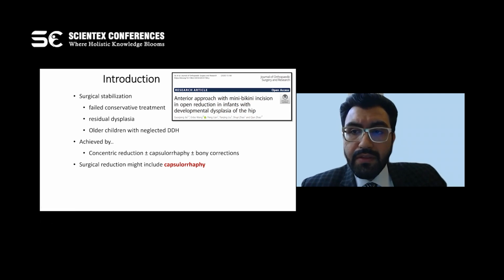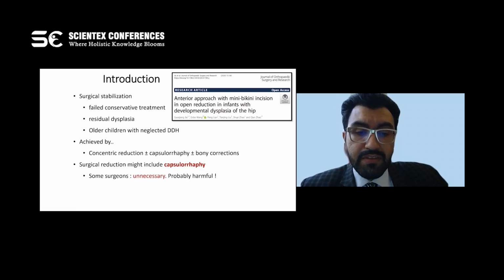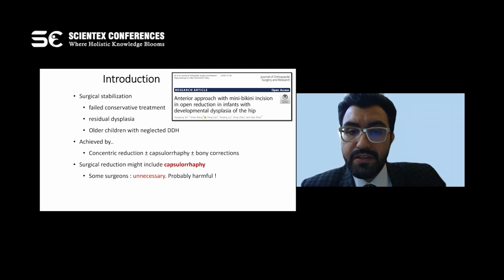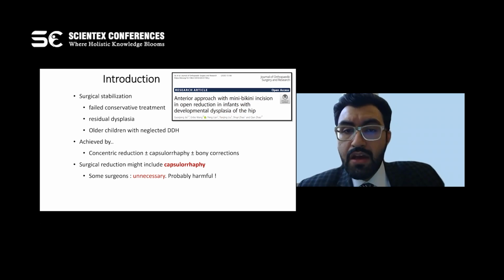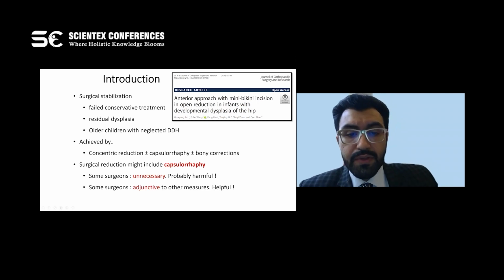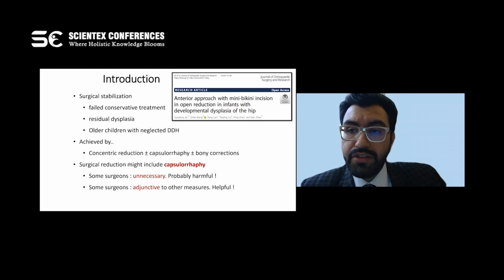Regarding capsulorrhaphy, there is not absolute agreement between different surgeons. Some believe capsulorrhaphy to be a futile habit. They believe it to be an unnecessary step which can put the hip joint in jeopardy regarding range of motion, and could cause unnecessary complications such as risk of avascular necrosis of the femoral head. These are some of the concerns in performing routine capsulorrhaphy in children with DDH. And some surgeons believe it to be, on the other hand, a good adjunctive to other measures in order to provide a stable hip joint.